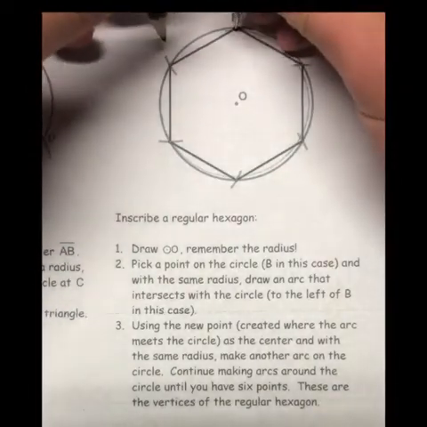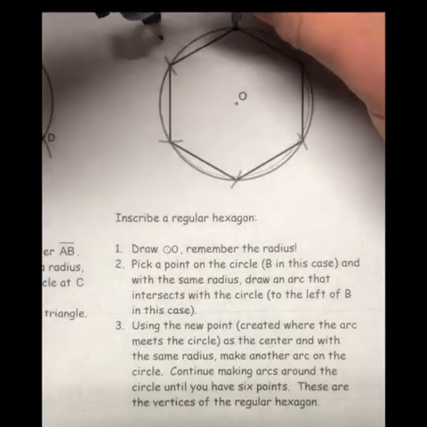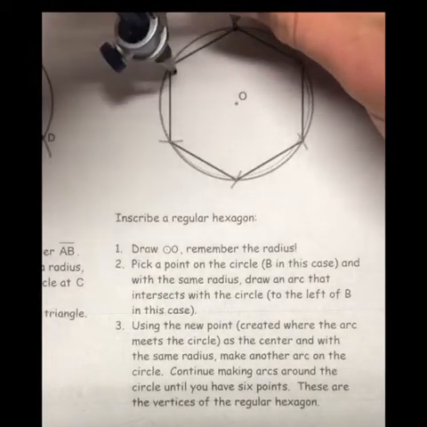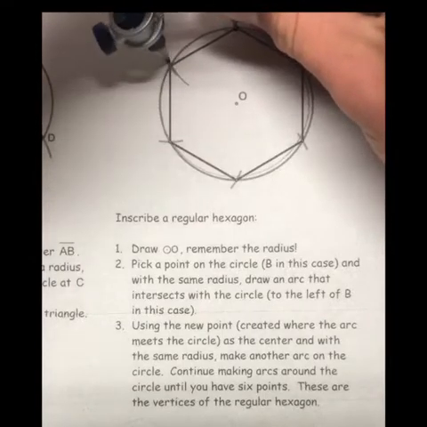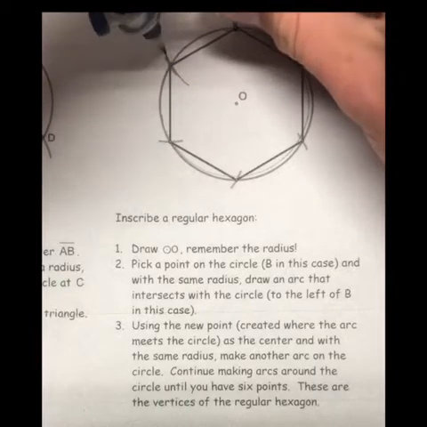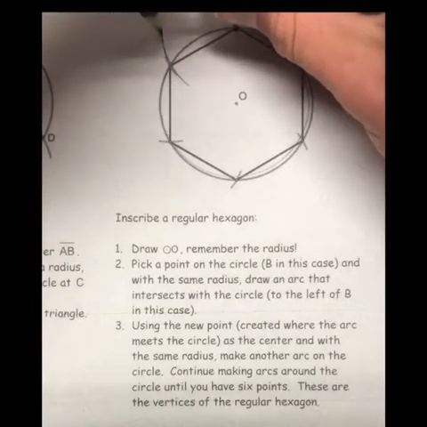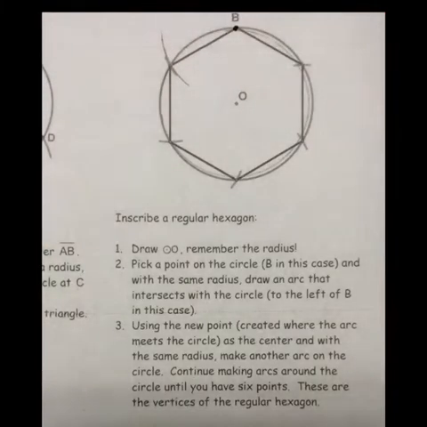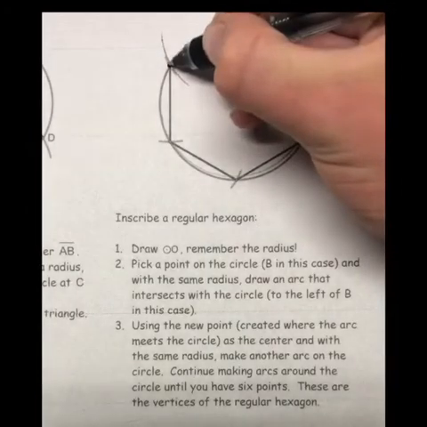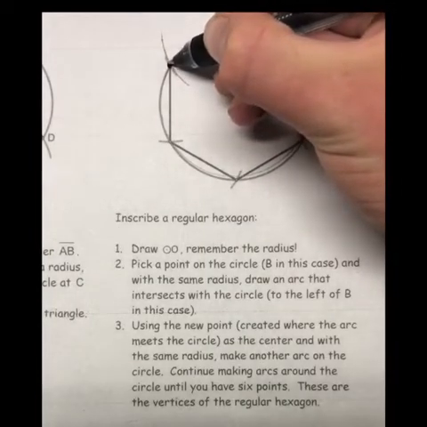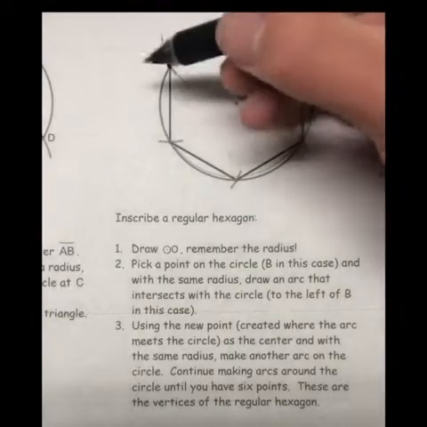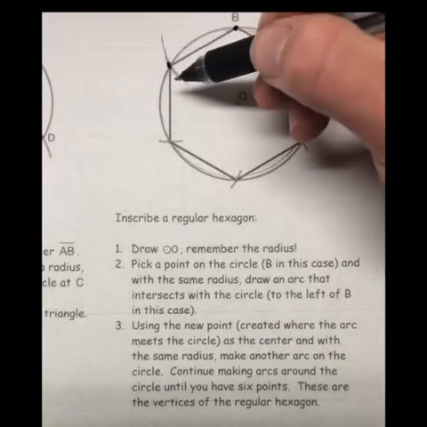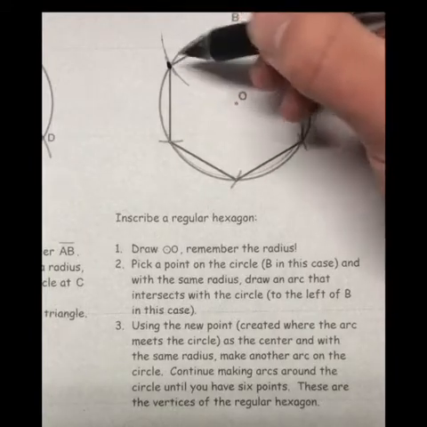We're going to take this, center it at B, and draw a nice arc. This new point right here was created where this arc meets the circle.